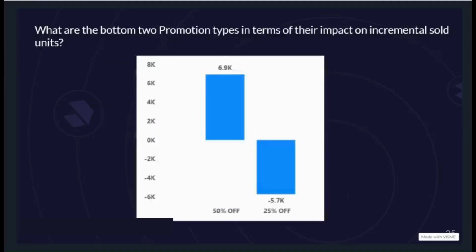Now let's move further. What are the bottom two promotion types in terms of their impact on incremental sold units? These are the bottom two promotion types, or you can say the worst performers, in terms of incremental sold units. One is 50% off and the second one is 25% off.